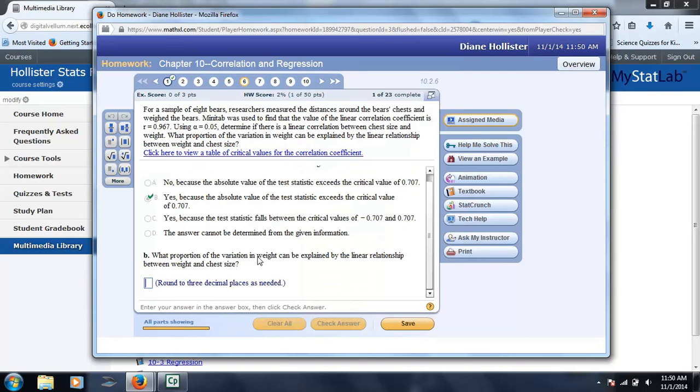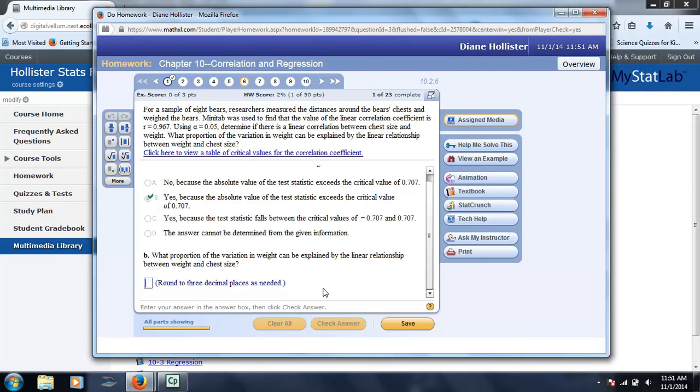Then it says what proportion of variation in weight can be explained by the linear relationship between weight and chest size. And this is what we call, remember, we looked at this before, R squared, or the variation. So we're going to go ahead and square R. And in this particular case, you can get maybe something a little over 0.90. And then that would be the value that we would enter in here, 0.967 times 0.967. And then round to 3 decimal places.